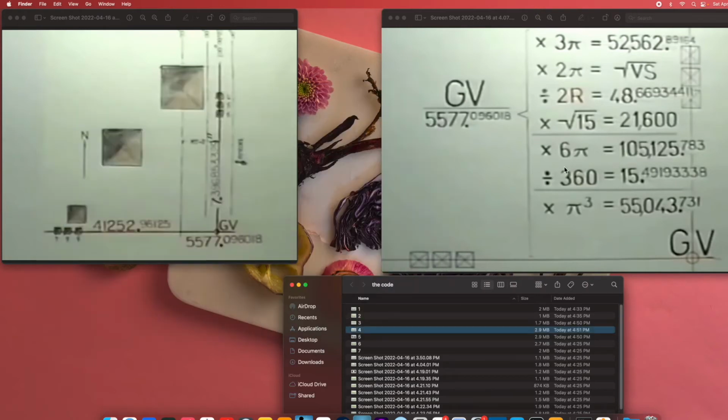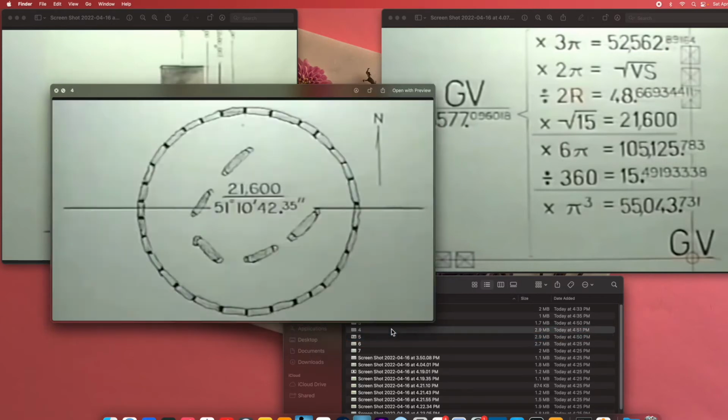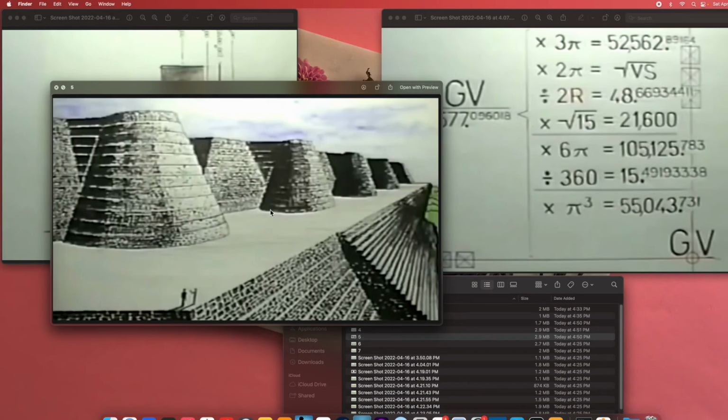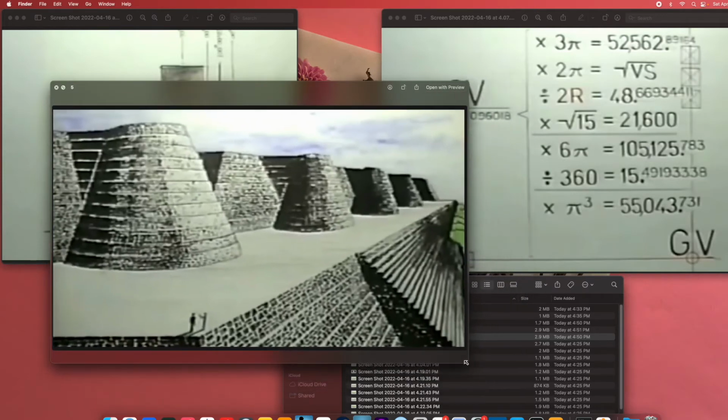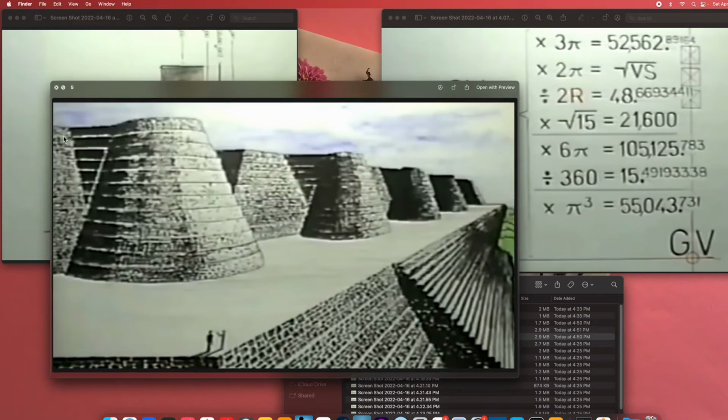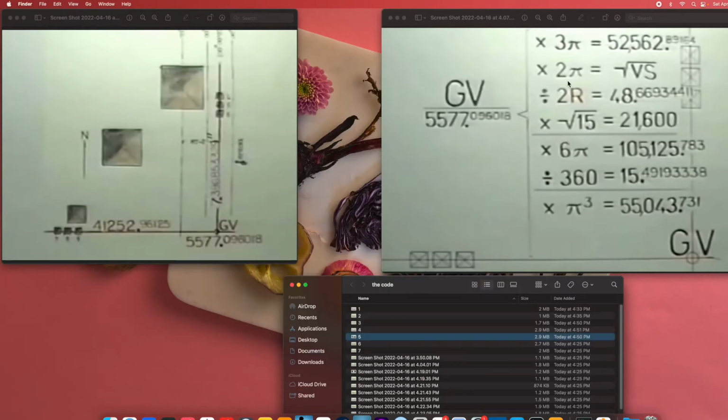What? And then multiply it by 6 pi, because it's obviously 6 pyramids giving us this point. And we have 105,125.783. What's that one? Well, that's the grid longitude of the Sun Pyramid in Mexico, the largest pyramid ever. Like, we need to get more images of this. I'm not going to do it in this video, but you got to Google the images. It's pretty awesome. So yeah, 6 pi gives us Panther Mound.